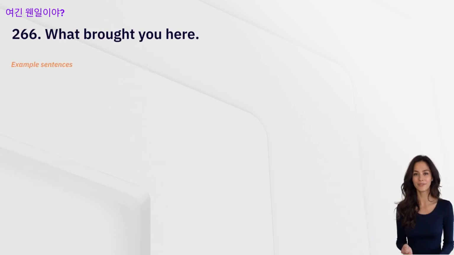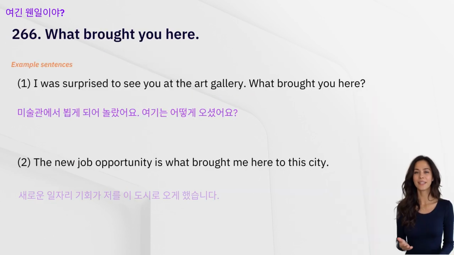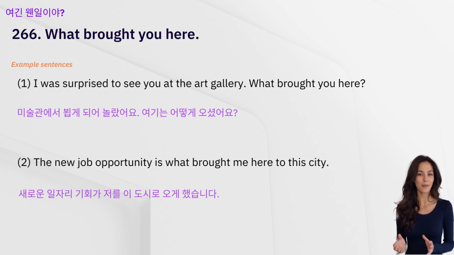Let's see examples. If you see an old friend at an art gallery, you might say, "I was surprised to see you at the art gallery. What brought you here?" This shows genuine curiosity about their unexpected presence. Or, for a different scenario, like explaining a move, someone might state, "The new job opportunity is what brought me here to this city." Both effectively uncover the story or motivation behind someone's location or action.